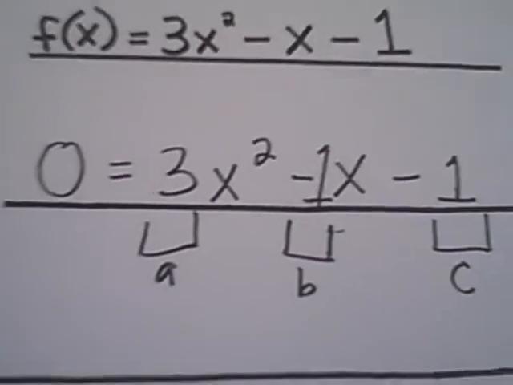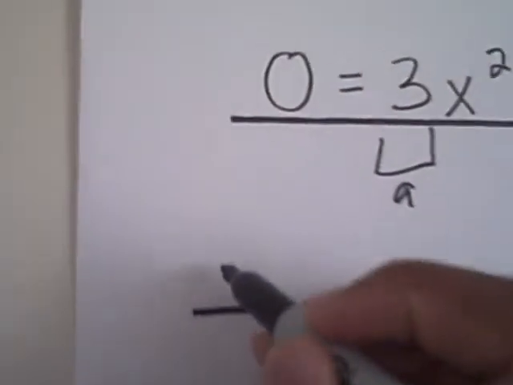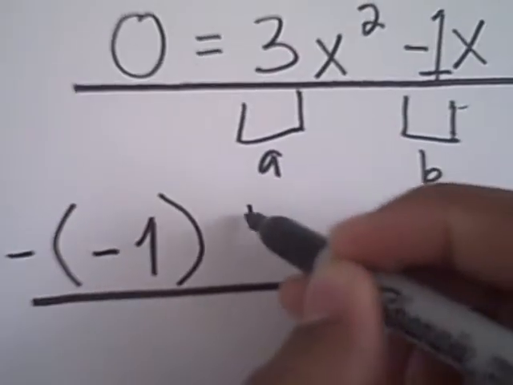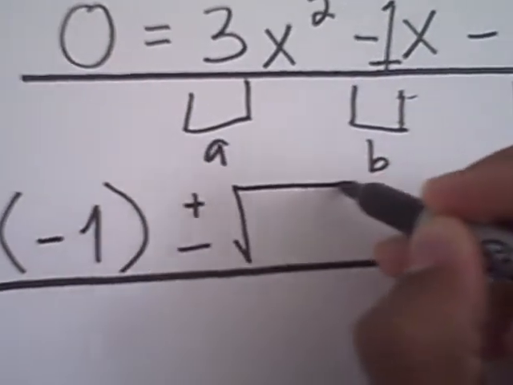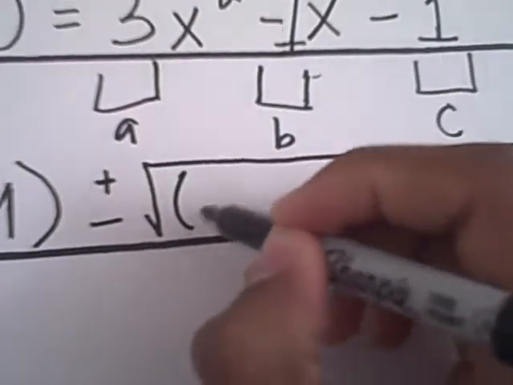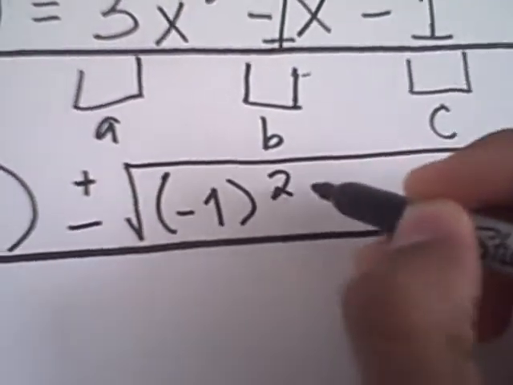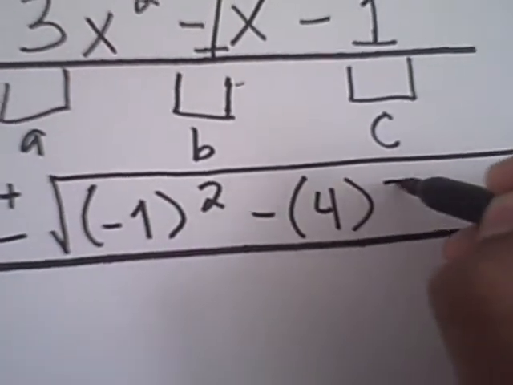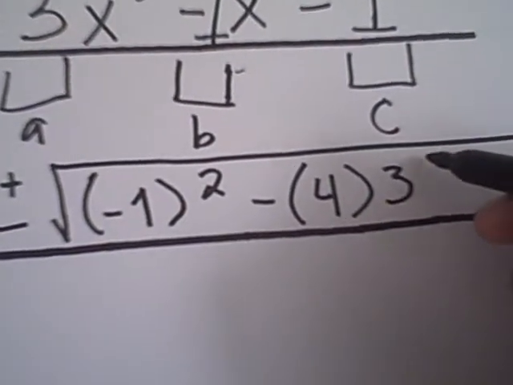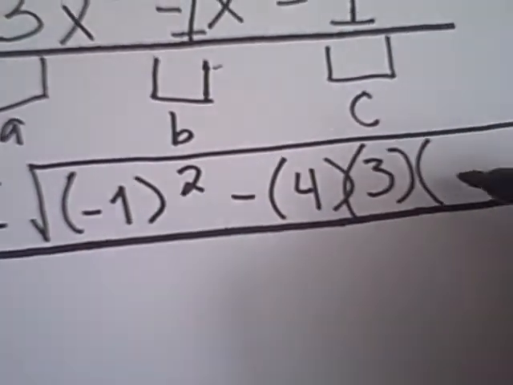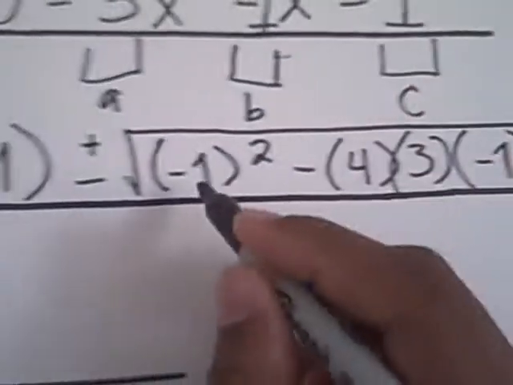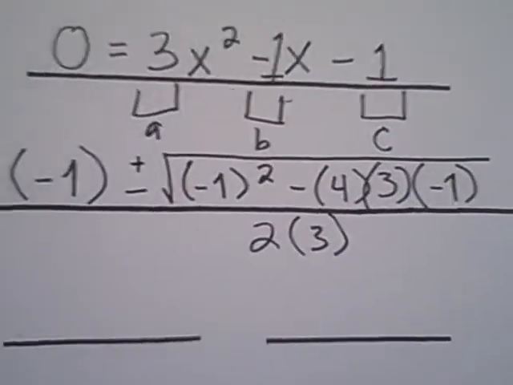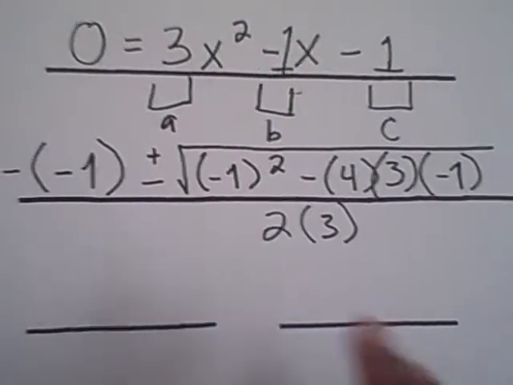Once we plug those in, we get a new equation, which is negative 1 plus or minus the square root of negative 1 squared minus 4 times 3 times negative 1, over 2 times 3.